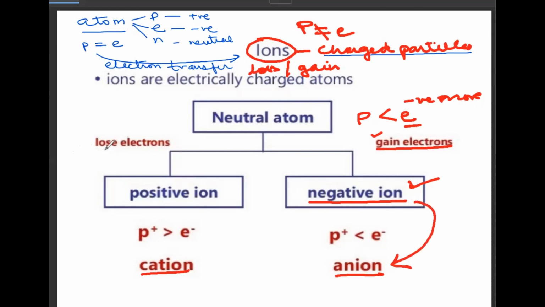Now, on the other hand, if they lose electrons, the loss of electrons is going to make more protons than electrons. There'll be more of positive, right? Because there'll be more positive, they will be forming a positive ion because their number of protons are more. And such ions are known as cations.